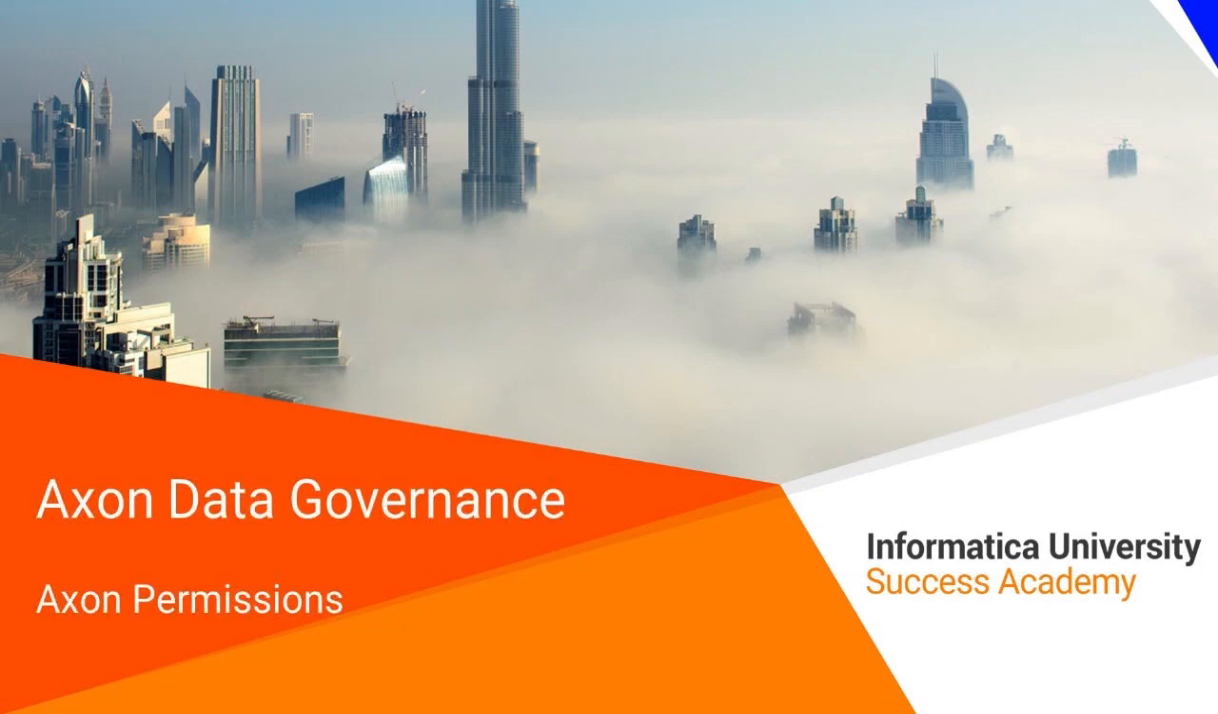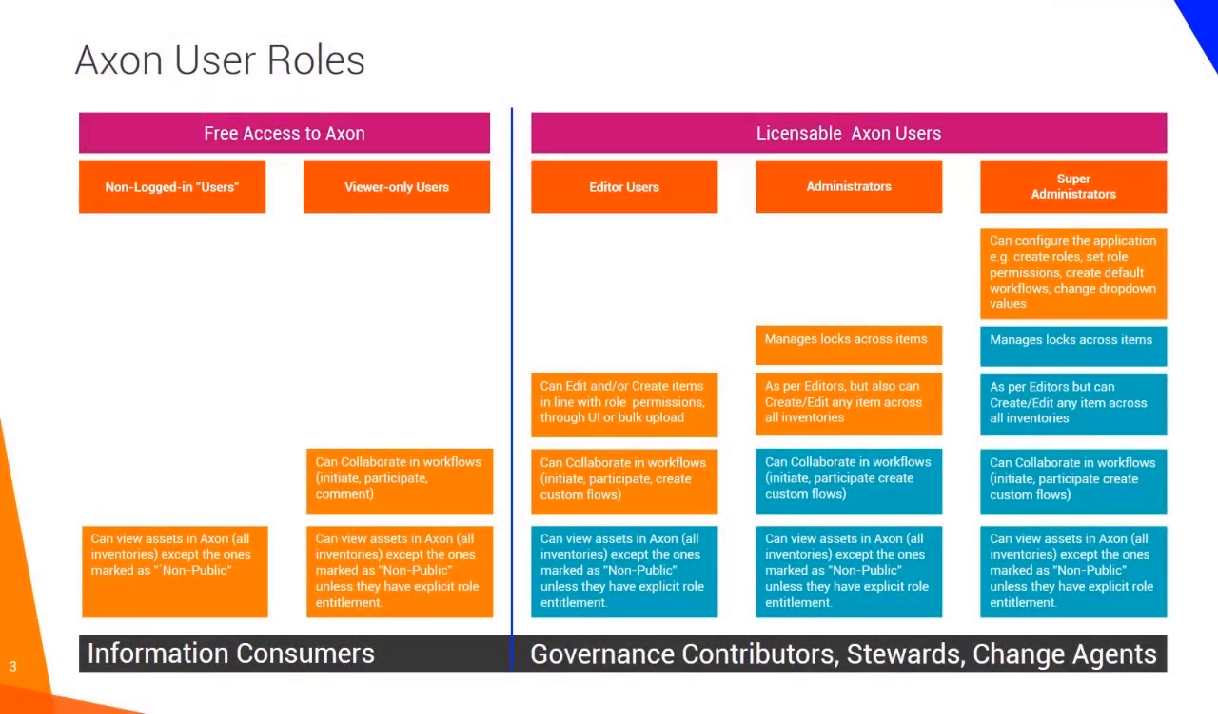Welcome to Axon Permissions. Working with Axon involves sharing information across an organization. Axon also provides the ability for non-logged-in users or viewer-only users to search and view all inventories apart from specifically restricted objects. These are information consumers.